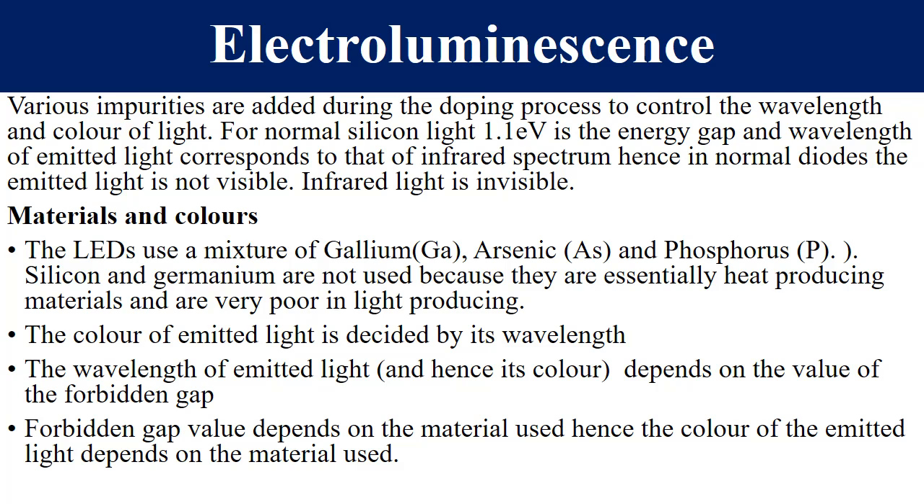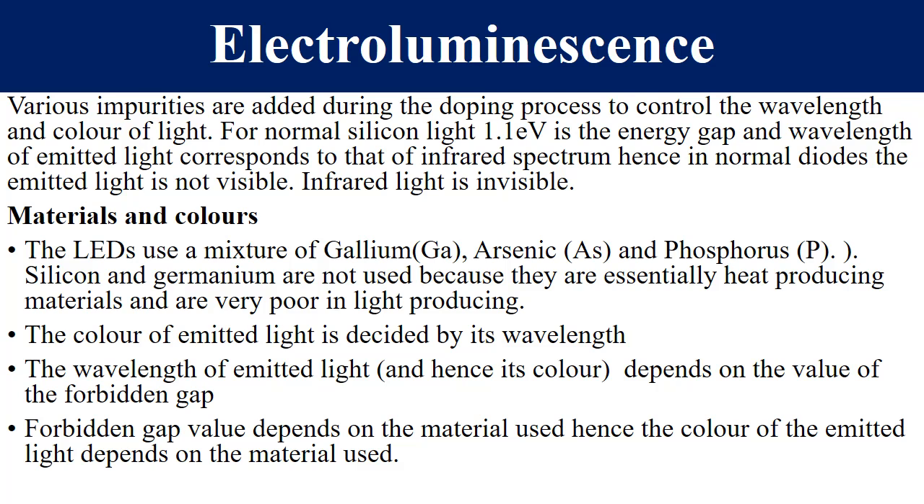So when you explain n-type formation, you must be able to indicate the group 5 elements that you would have doped with. Don't forget the symbols. We are saying silicon and germanium are not used for doping because they are sensitive to heat and are very poor in producing light.